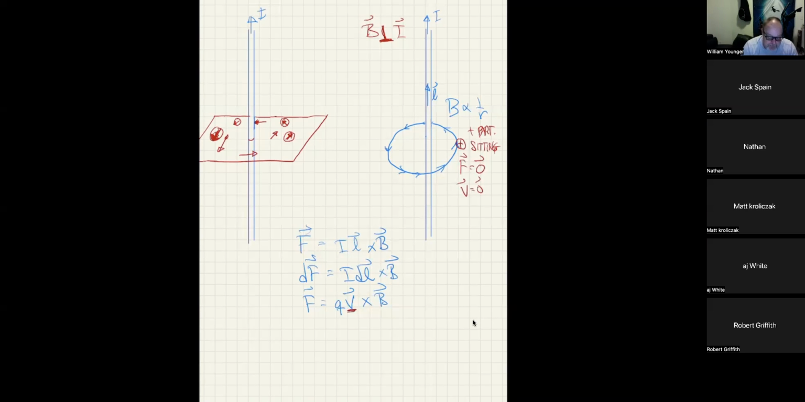Now, if you have a current, let's say we have an XYZ coordinate system. And let's say this is X, this is Y, and this is Z. And we have a current carrying wire going this way. And let's say we have a positive particle with a velocity going this way. Now, which way, if any, will it be deflected?